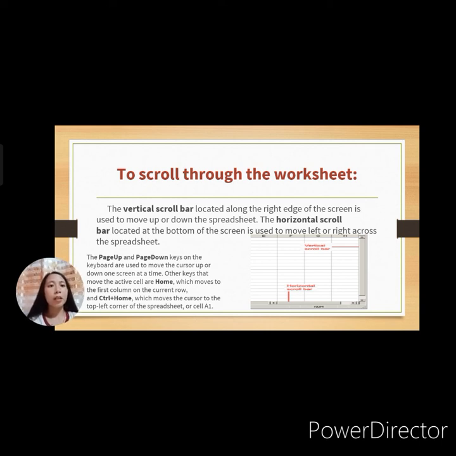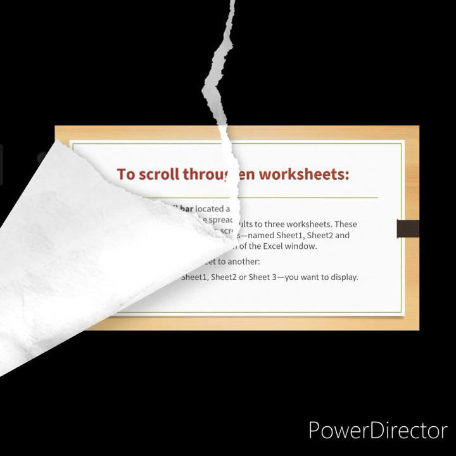A vertical scroll bar located along the right edge of the screen is used to move up or down the spreadsheet. The horizontal scroll bar, located at the bottom of the screen, is used to move left or right across the spreadsheet. The Page Up and Page Down keys on the keyboard are used to move the cursor up or down, one screen at a time. Other keys that move the active cell are Home, which moves to the first column on the current row, and Control plus Home, which moves the cursor to the top left corner of the spreadsheet, or cell A1.